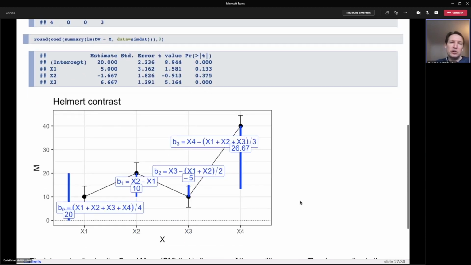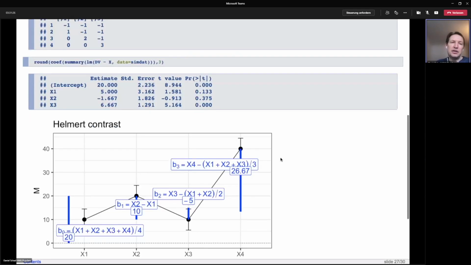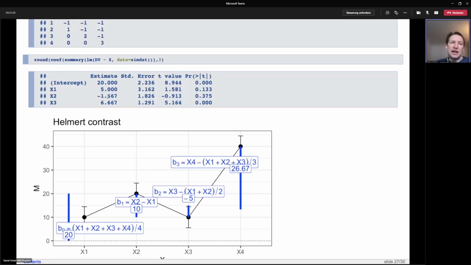And I will show you a way to create a better Helmert contrast in the next session, where these coefficients estimate directly the differences that we want to estimate. But it's important to note the Helmert contrast first compares the first two conditions, then the average of the first two to the next, the average of the first three to the next, and so forth. That's the important thing to note. And for the standard Helmert contrast, these estimates are scaled estimates of the differences that we observe.